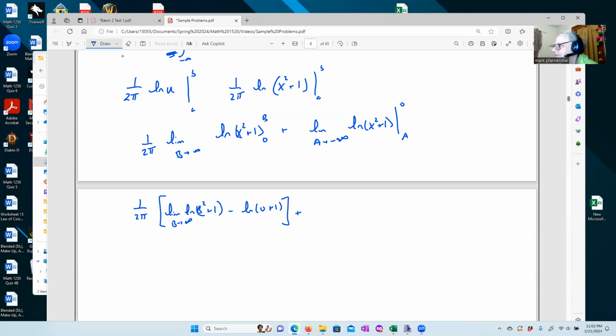And then we're going to add this to the other side. So we have the limit as a goes off to negative infinity, and then we have ln of 0 plus 1, and inside the log, that's going to be 0, minus natural log of, as we go off to negative infinity, a squared plus 1 inside the natural log. And it turns out that this guy goes off to infinity, and this guy goes off to infinity. There's not a whole lot we can do with this. This is going to diverge.